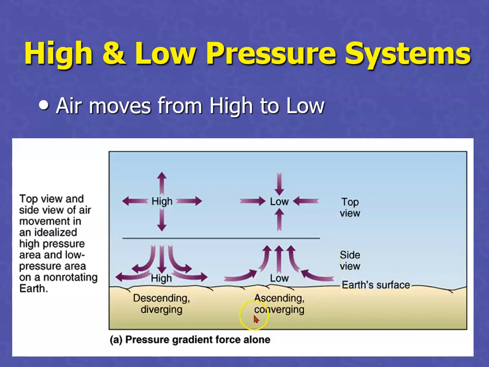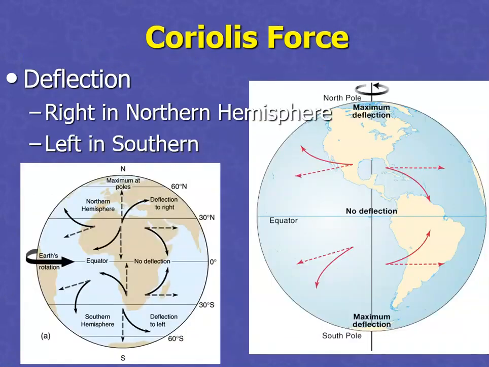Again, the air moves from the high to the low, and we'll get to what creates the low in just a second. But in just a modeling situation, it makes it look like air just goes out from the high to the low, but we have to factor in one additional force. The Earth is actually rotating, and it affects the movement of the air. That deflection of the air is from the Coriolis force. You've all heard of the Coriolis force.